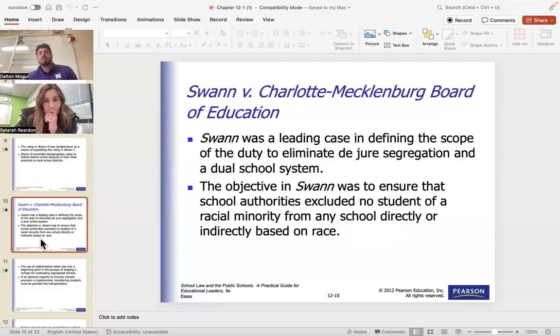Swann versus Charlotte-Mecklenburg Board of Education. Swann was a leading case in defining the scope of the duty to eliminate this type of segregation and, more importantly, get rid of the dual school system. The way southern states were keeping schools segregated was by going with dual school systems, stating that it was equal, so they didn't need to desegregate. The objective in Swann was to ensure that school authorities excluded no student of a racial minority from any school, directly or indirectly, based on race.